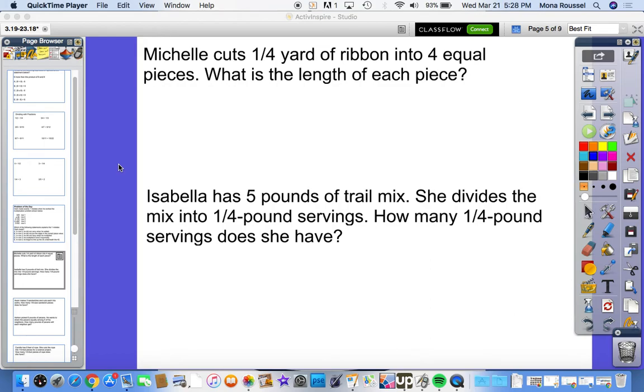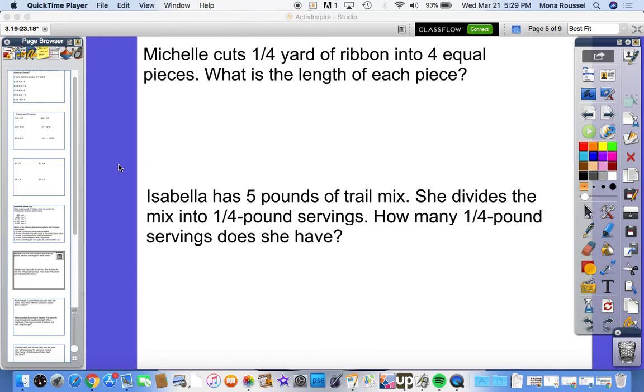In this lesson, we are going to use division with fractions to help us solve word problems. Now, we have to keep in mind when we divide, the order of the numbers matters. It matters which one's the dividend and which one's the divisor.